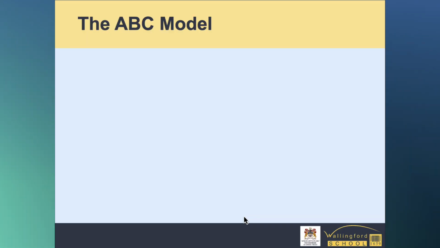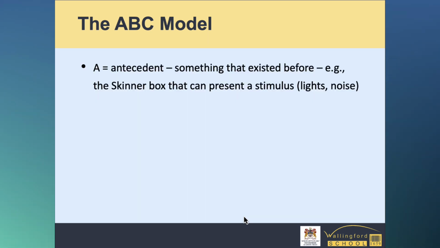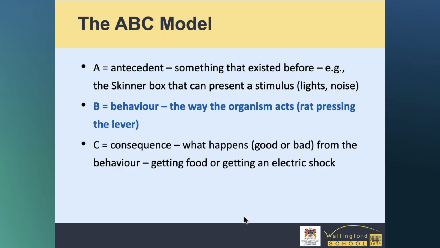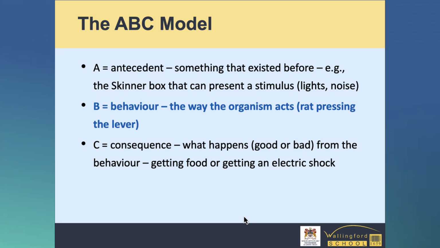Skinner came up with something called the ABC model, and the ABC model is built like this. A is the antecedent. That's something that existed before. For example, the Skinner box that can present a stimulus, and it can present lights, it can present noise, lots of different elements. B is the behaviour, the way the organism acts. For example, the rat pressing the lever. C is the consequence of that behaviour. What happens, good or bad, from the behaviour? Getting food or getting an electric shock.